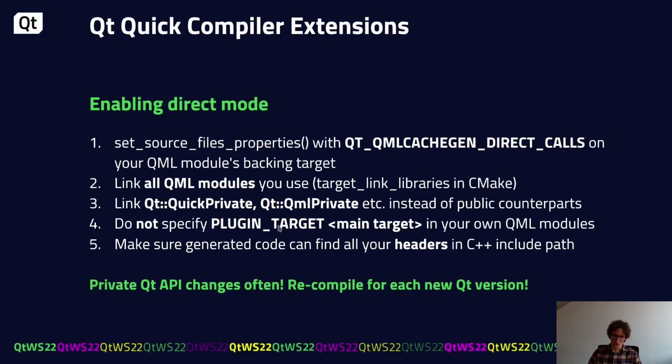Then what you should not do is generate a plugin-only QML module. Because if we have only a plugin, then we cannot link it to anything, and we cannot use its headers. Finally, you need to make sure that your generated code can find all your headers in the C++ include path. And there's something to be noted. Private Qt API changes often. So you need to recompile all your code for each new Qt version if you use direct mode.